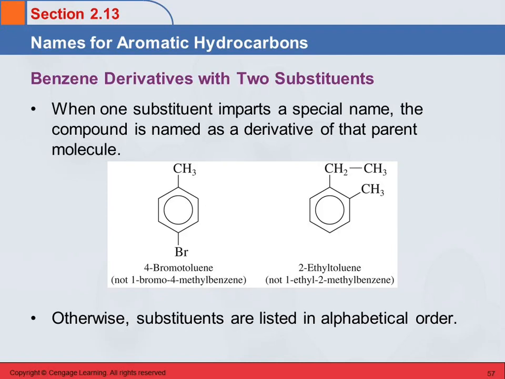Now, what if you've got a disubstituted benzene, but one of them gives it a special name? When we've got a methyl group on benzene, we said that was named toluene. It had a special name. Well, we're not going to call this methylbenzene. We're going to name this as a substituted toluene. So here, bromine is the substituent on toluene.